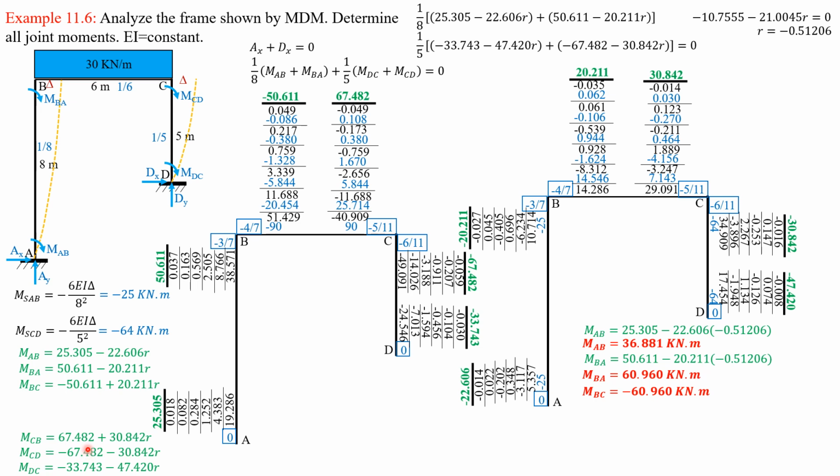MCB is 67.482 plus 30.842 of quantity negative 0.51206, and MCB is equal to 51.689 kilonewton meter. Then MCD is the negative of that value, so negative 51.689 kilonewton meter. Finally, MDC, which is negative 33.743 minus 47.42 of negative 0.51206. So MDC is equal to negative 9.461 kilonewton meter.